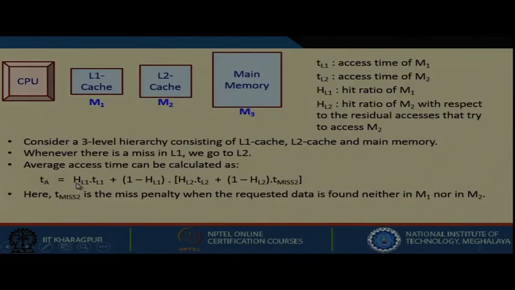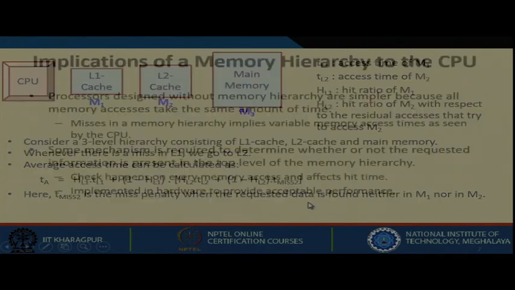So, this equation is the same: H_L1 into T_L1, plus (1 minus H_L1) into H_L2 into T_L2, plus (1 minus H_L1) into (1 minus H_L2) into T miss of 2. Here, T miss of 2 is the miss penalty when the requested data is found neither in M1 nor in M2. So, this is the miss penalty where the data is neither found here nor here. Now you have to bring a block of data from here to here, then from here to here, and finally from here to there. So, this is the equation for 3 levels of memory hierarchy.